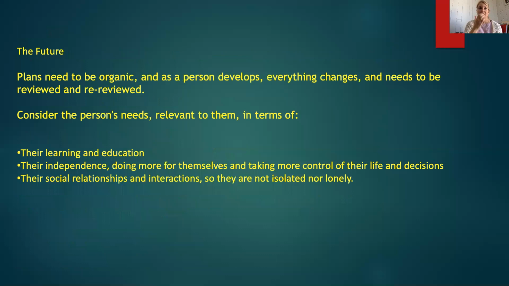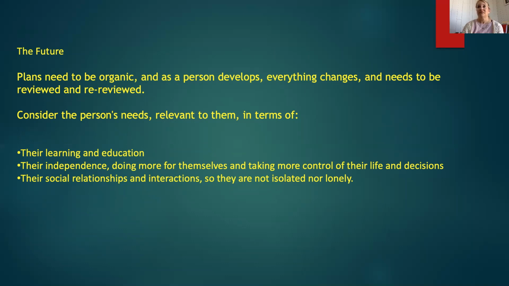And then finally, we want to look at the future. Plans need to be organic, authentic, something real, and they need to apply to that specific child. We've said again, when you see a child with CVI, you've seen one child with CVI. It presents differently in every kid because our brains are all different. When that child is developing, the plan may need to change. Everything does change, so plans need to be reviewed and re-reviewed. Maybe it needs to be done more than once a year.